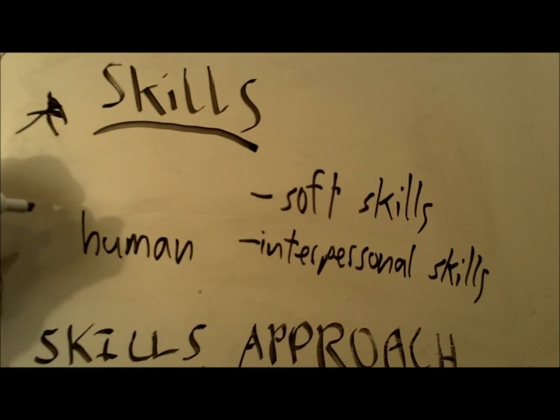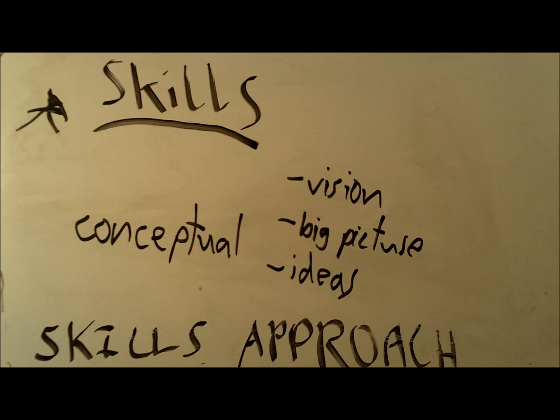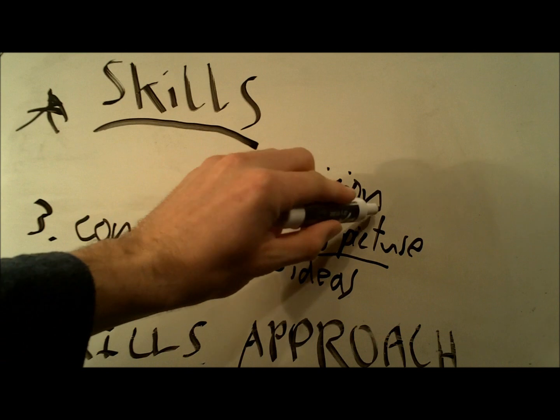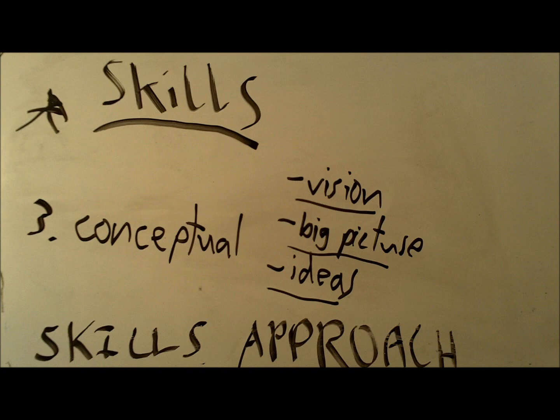Next, number 2, we have human skills. This is the same thing as having soft skills or good interpersonal skills. This means that you communicate well with other human people and you know how to work well with people. And third, there are conceptual skills. These involve looking at the big picture, having a vision for what you want something to look like, and working well with ideas. And then also being able to implement all of this stuff.